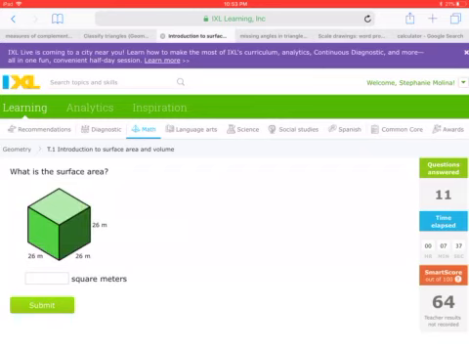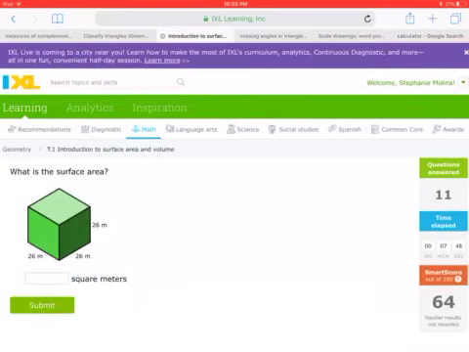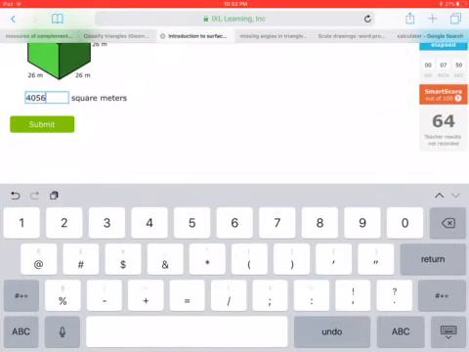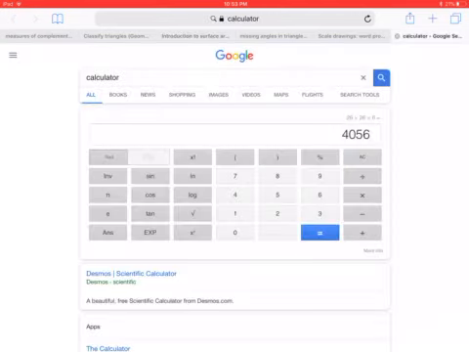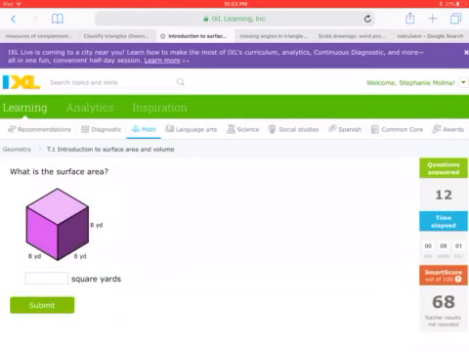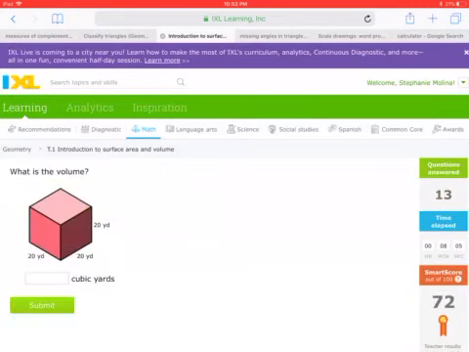Yay! What's the surface area? Okay, 26 times 26, there's 6 sides. So 26 times 26 times 6 sides, 4,056. Yay! 8 by 8, 64, 6 sides. 64 times 6, 384. Okay. Volume, 20 times 20 times 20. You can do that.